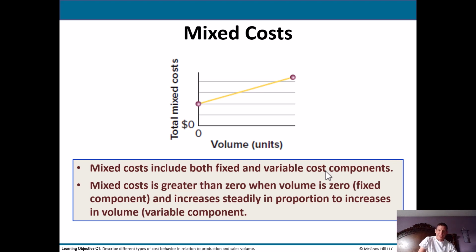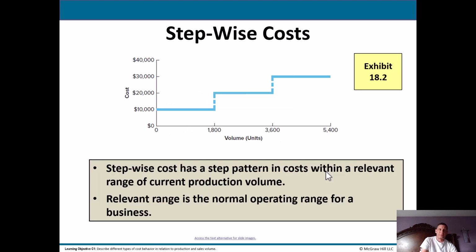Okay, so mixed costs are going to be greater than zero when volume is zero because, think about why, because you have a fixed component and then it'll increase steadily in proportion to increases in volume, which represents the variable component. So a good example of a mixed cost would be, let's say you went for a job interview for a sales position and they said you get a base salary, that would be the fixed part, plus commission, which would be the variable part.